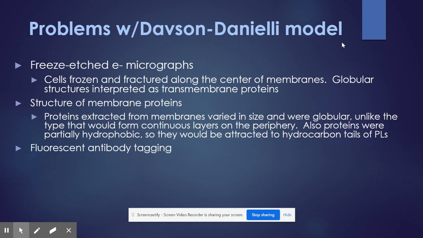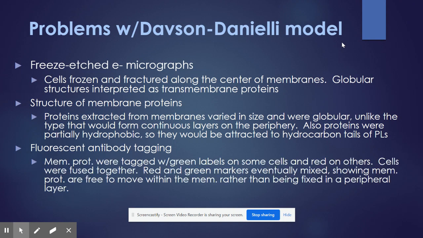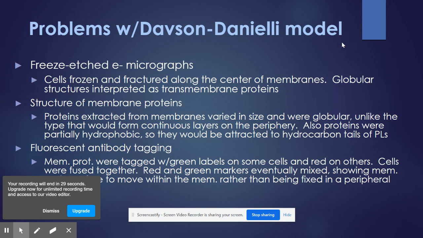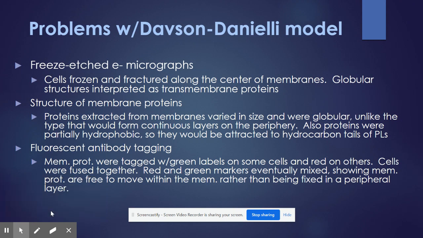Finally, fluorescent antibody tagging. Membrane proteins were tagged with green labels on some cells and red on the others. The cells were fused together. The red and green markers eventually mixed, showing membrane proteins are free to move within the membrane rather than be fixed in the peripheral layer.